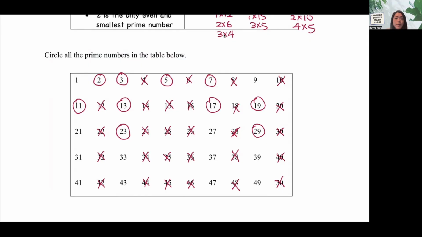Okay. 31, it is not divisible by 2, 3, 4, or 5. So yes, that's a prime number. 33, it's divisible by 3 and 11. 37, it's not divisible by 2, 3, 4, 5. Okay, so it is a prime number. 39, it's divisible by 3 and 13. 41, again, it's prime. 43, it's prime. 47, it is a prime number, whereas 49, it's composite because it is divisible by 7 as well.